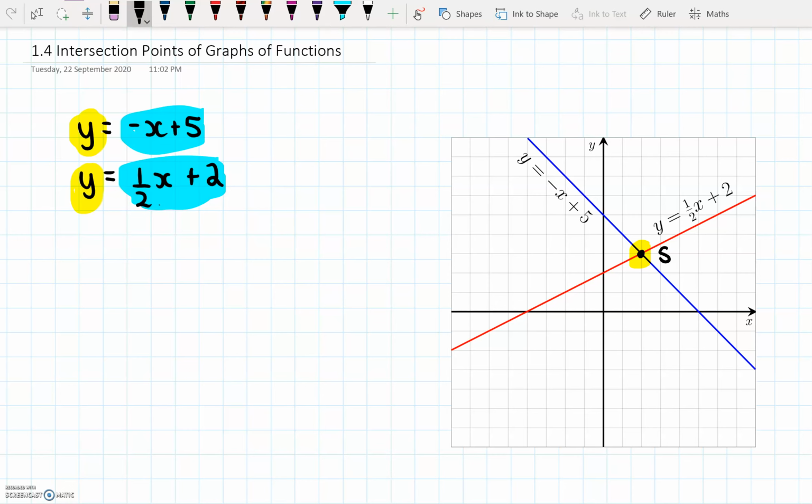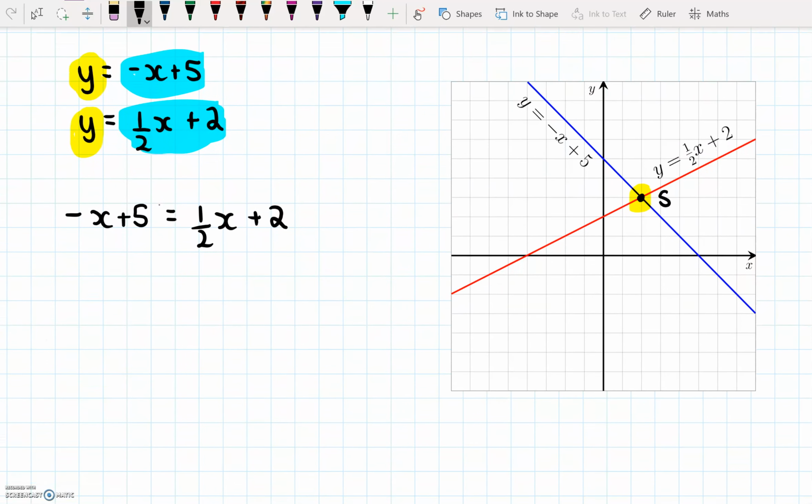So therefore what we can do if we're trying to find the intersection points of these two graphs is just make those blue parts equal to each other. So what we have here is that minus x plus 5 is equal to half x plus 2. Okay? Now all we need to do is solve this to find x.